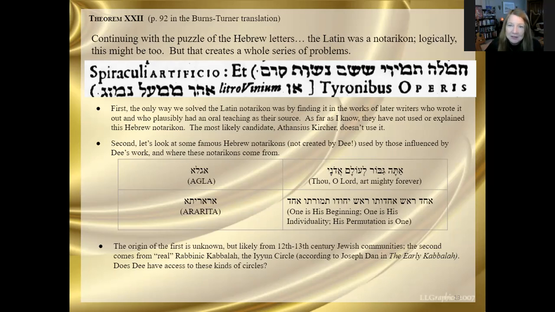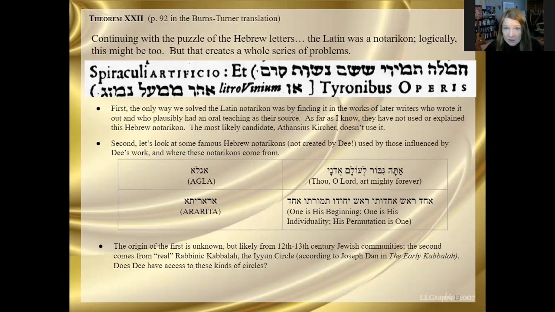The origin of this first one isn't known, but the most plausible explanation, according to academic Kabbalists, is from the 12th and 13th century Jewish communities. Hebrew is a sacred language. Anything written down in Hebrew is not supposed to be destroyed. So you find this all over the place. You find it in spells. You find it in certain prayers. It's not unusual in any way to find Agalah in the scraps of Hebrew that remain from the 12th and 13th centuries.